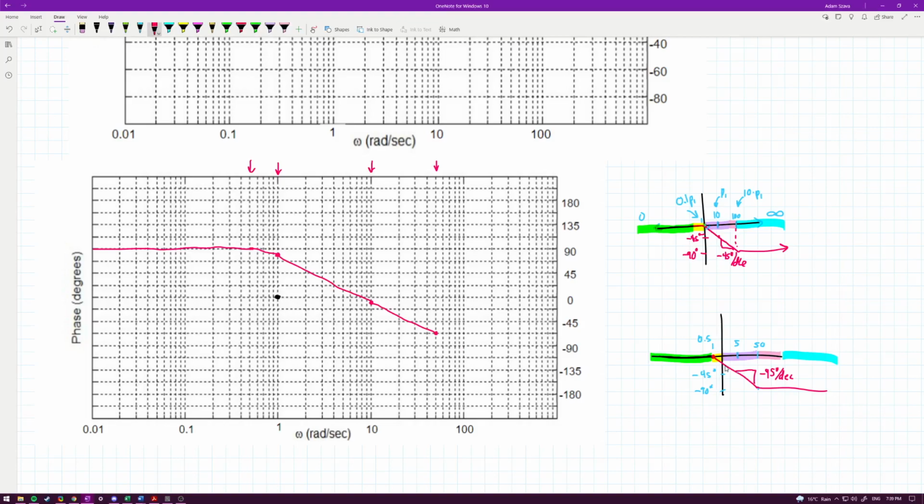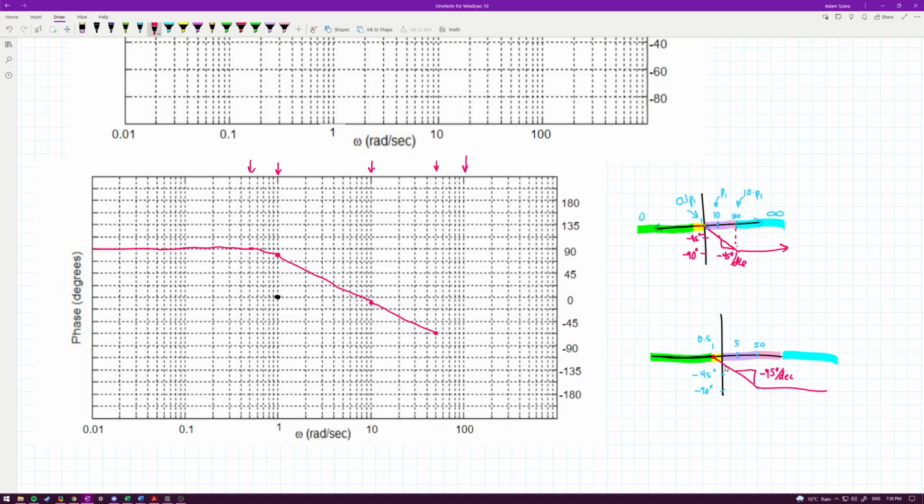Then after this, we have the pink section, which is from 50 to 100. Here we have still just a slope of negative 45, not a slope of negative 90, but negative 45. So again, the breaking point is at 100 there.